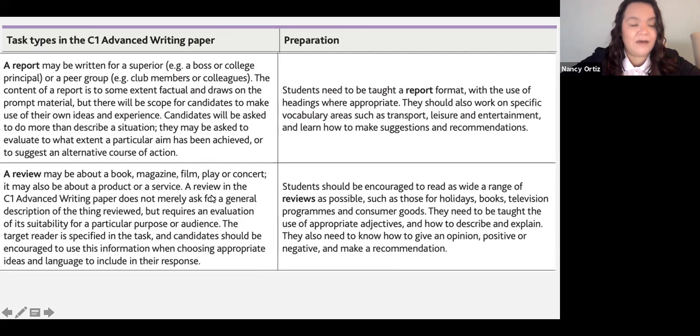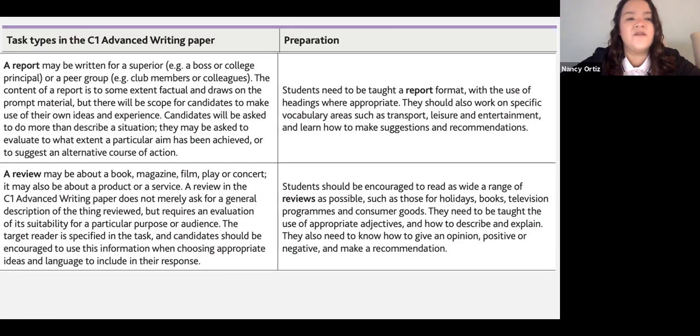Other types, we have report. A report may be written for a superior, for example a boss or college principal, or a peer group, club members or colleagues. The content of a report is to some extent factual and draws on the prompt material, but there will be scope for candidates to make use of their own ideas and experience. If you don't have experience, lie, make up the experience. This is well seen, okay? Because the reader believes you are connecting with the task.